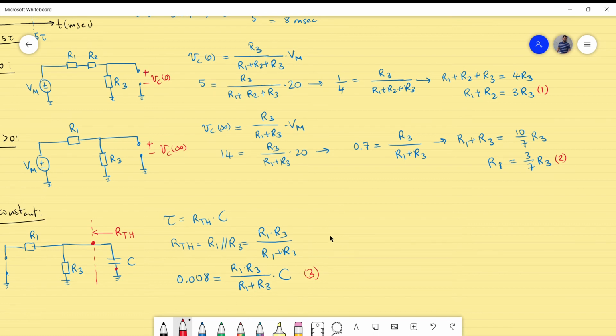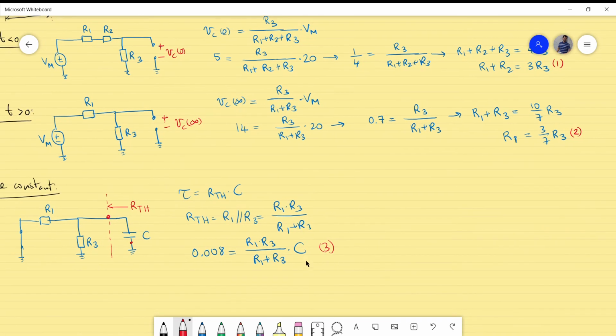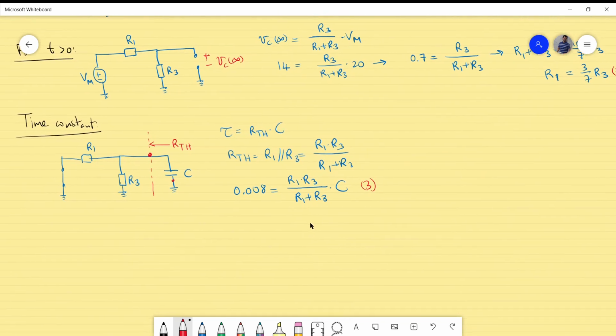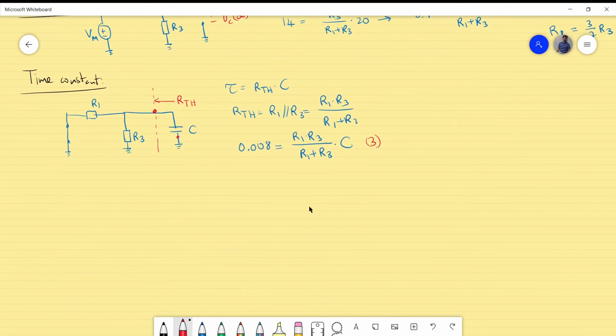So most of the time we choose the value of C, because it is difficult to arrange a suitable value for that in a practical sense. So I will also do that. I will take a value for C, and I will continue calculating the rest of the values, R1, R2, and R3.